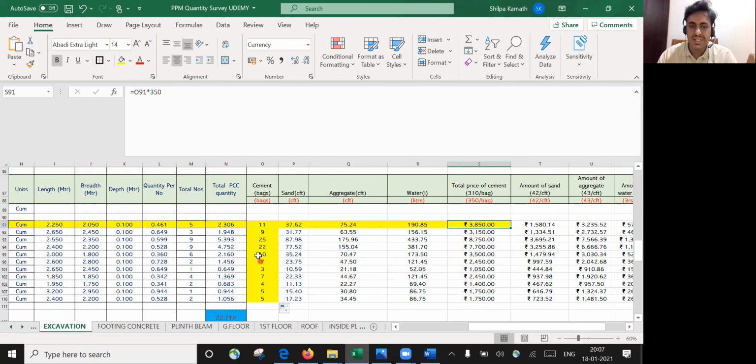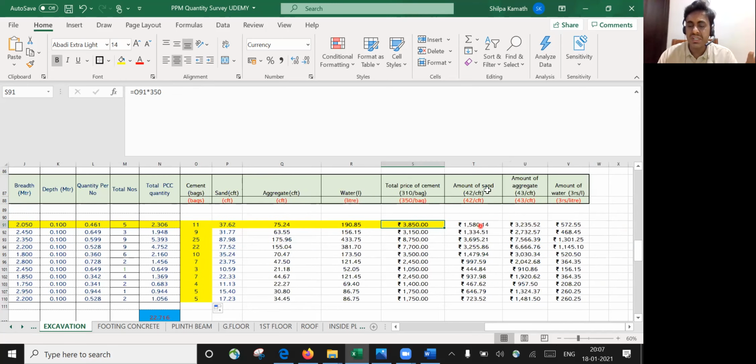You can do it here as well. See, 10 bags are required. If the cost of one bag is 350, 10 bags comes out to be 3500. Now coming to the sand, the present rate of the sand in the market is 42 rupees per cubic feet. Whatever sand you are getting, that is 37.62, multiply this by 42. You are going to get the price required for this particular sand, for this particular footing, how much sand is required and how much cost is required.